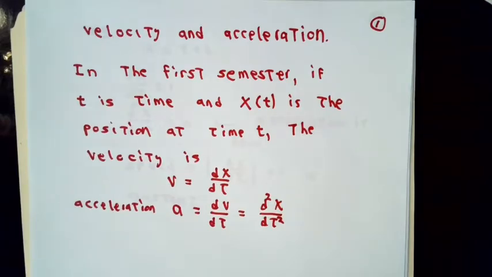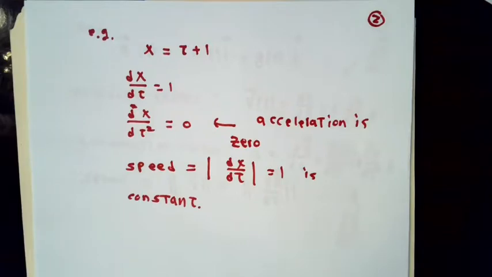The v and the a in this case are numerical quantities. They could be positive, negative, or zero. As a very simple example, think of the x-coordinate as being one more than whatever the time value is. dx/dt would be the constant 1. The second derivative of x would be 0. The acceleration is 0. The speed is the absolute value of dx/dt, which is 1. This is true no matter what t values you are looking at, so we would say that the object is moving at a constant speed in this case.